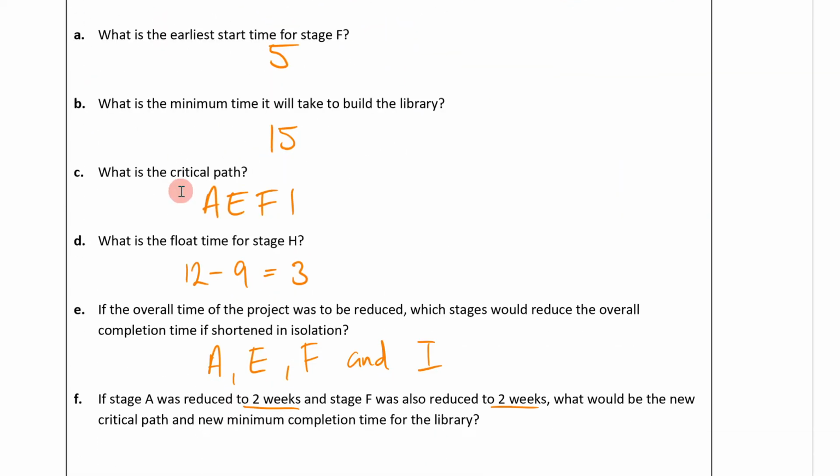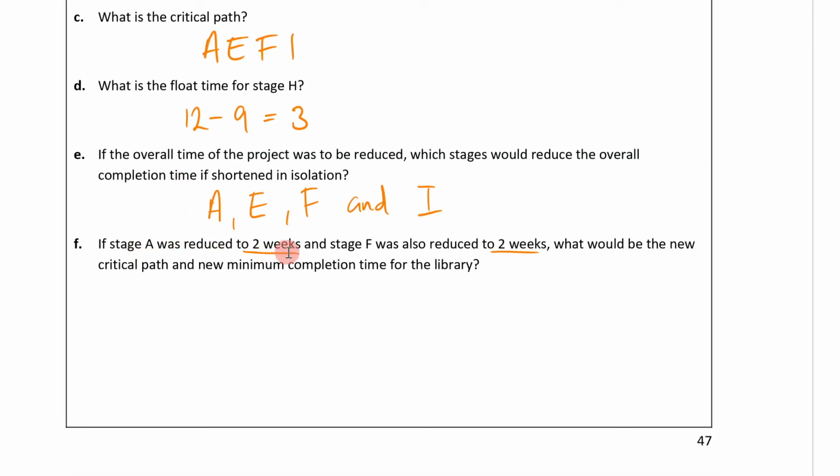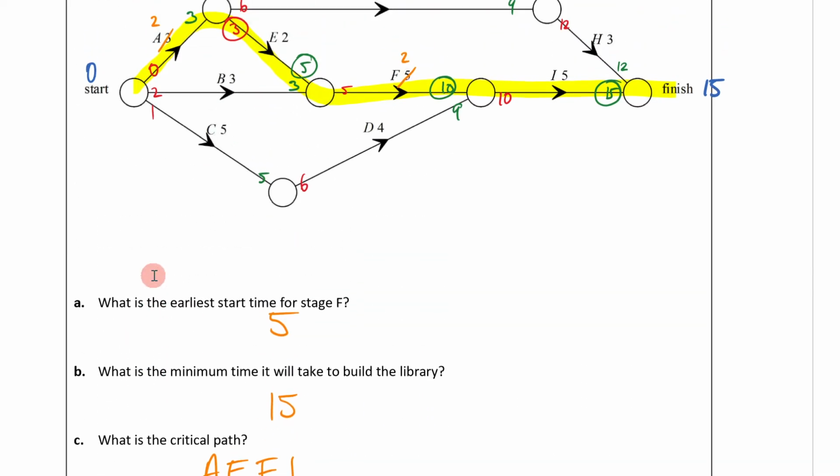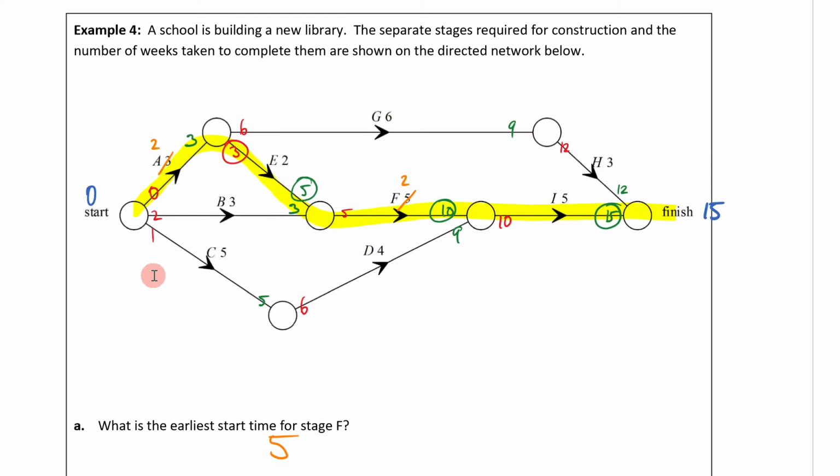Now, notice what it says. If stage A was reduced to 2 weeks and stage F was reduced to 2 weeks, what would be the new critical path? A new critical path is going to emerge here. So that means we need to do another forward and backward scan to figure out what this new critical path is going to be. This is where, in an exam or a SAC situation, things can get really quite messy, because we've already filled in all our numbers and now we need to do another scan. So let's try to keep things as clean as possible.